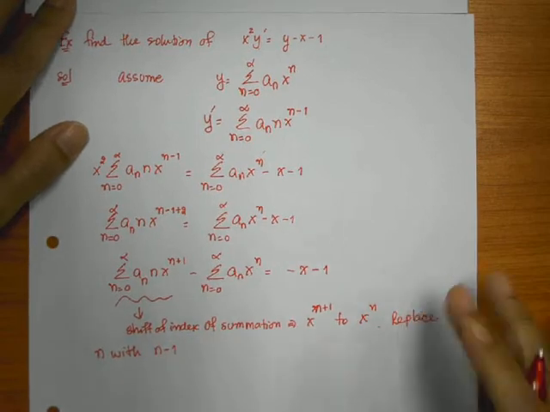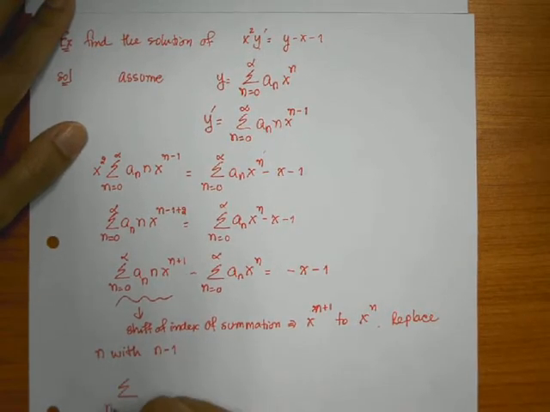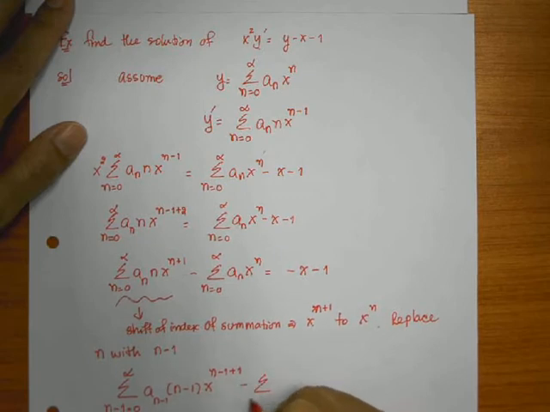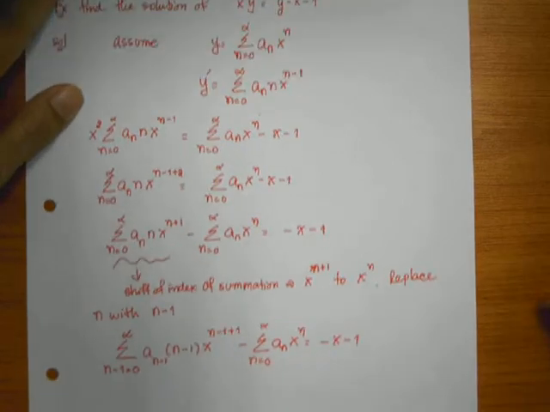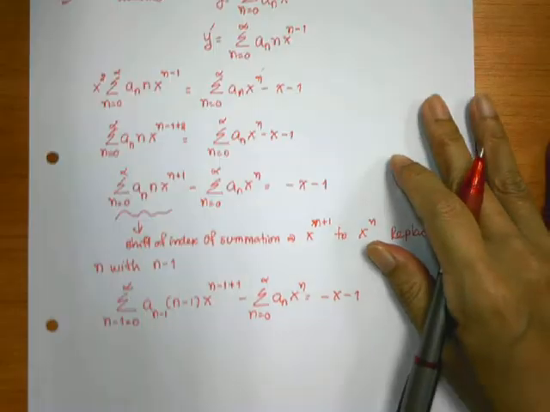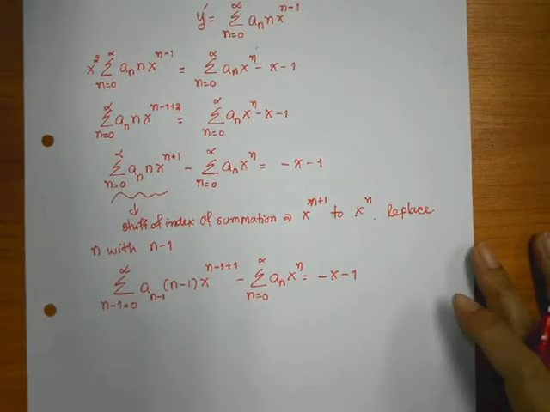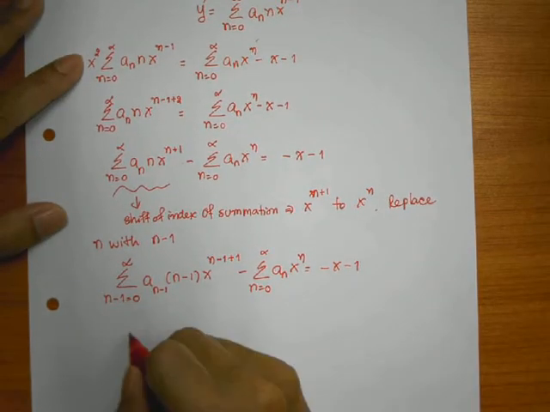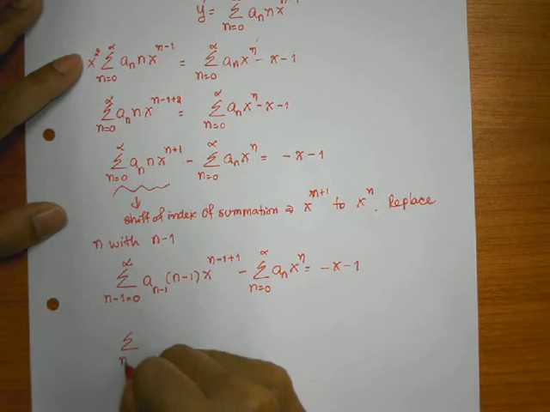So I would get the summation from n minus 1 equal to 0 of a n minus 1 times x to the power n minus 1 plus 1. n minus 1 equal to 0, n equal to 1.